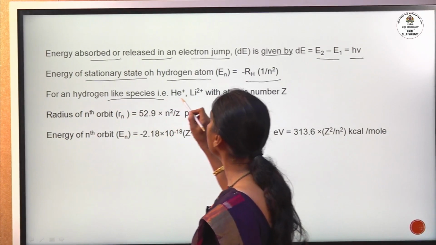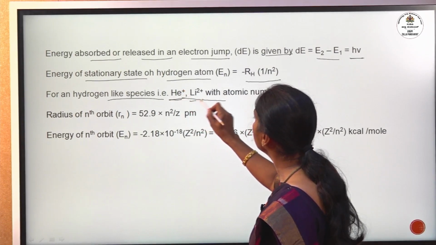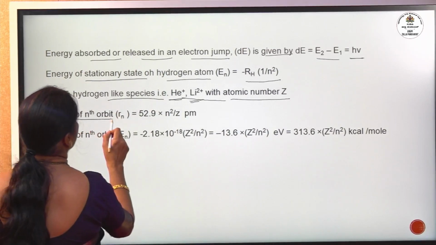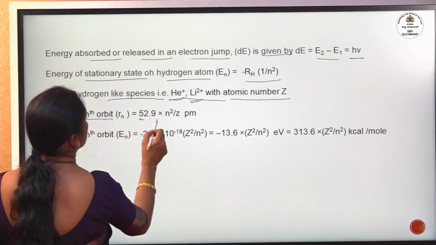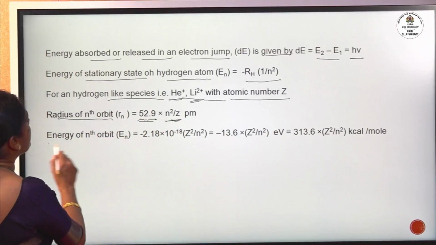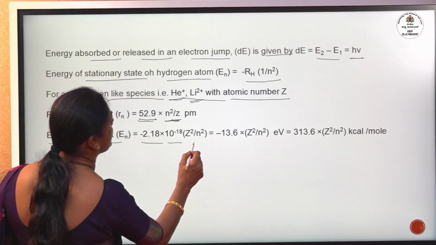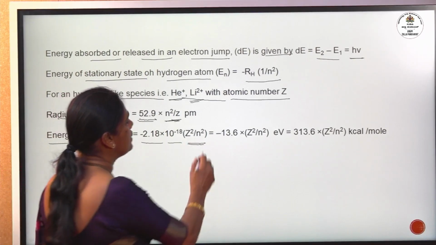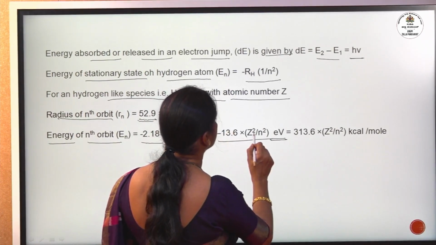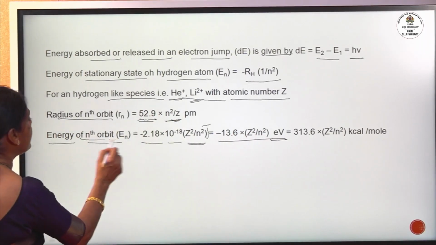For hydrogen-like species, meaning helium plus, lithium 2 plus with atomic number Z, the radius of the nth orbit becomes 52.9 into n square by Z picometer. The energy of the nth orbit is minus 2.18 into 10 to the power minus 18 into Z square by n square. This is in joules, or in terms of electron volts it becomes minus 13.6 into Z square by n square. This is the energy of the nth orbit.